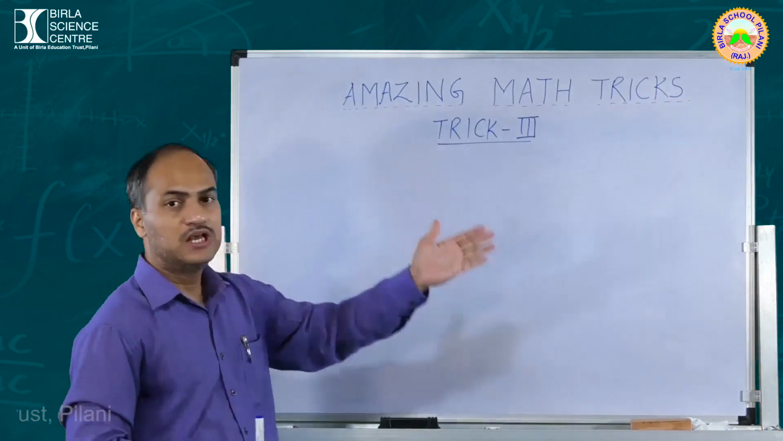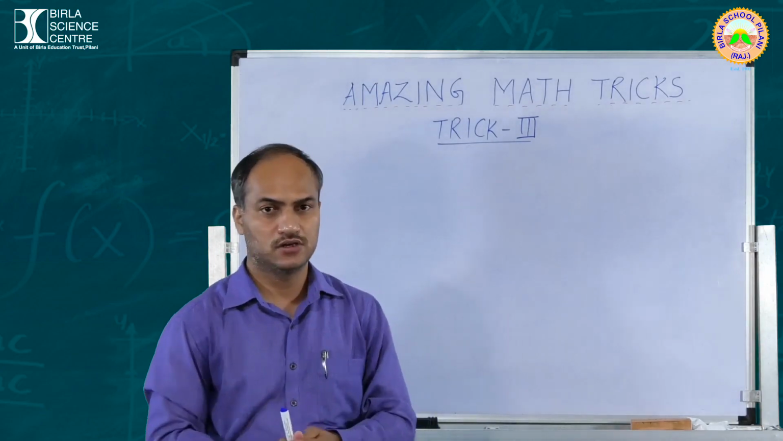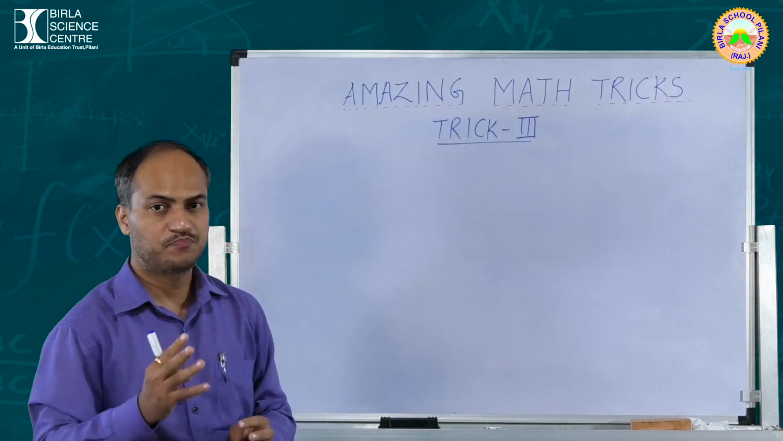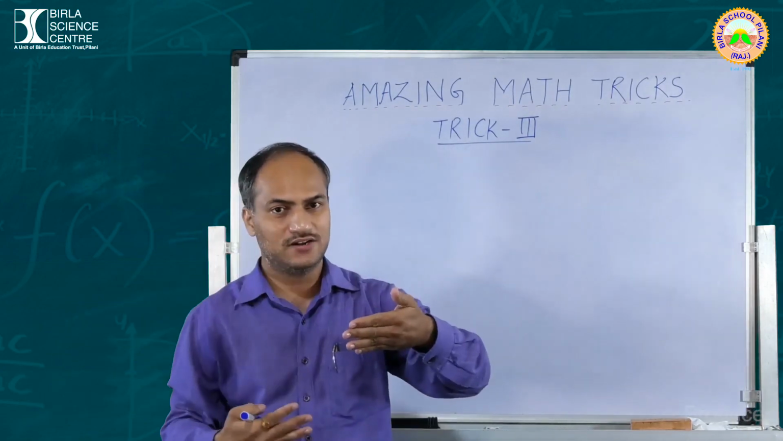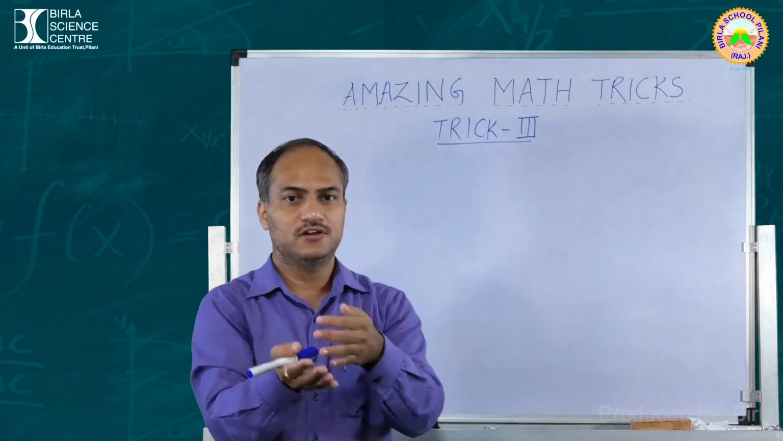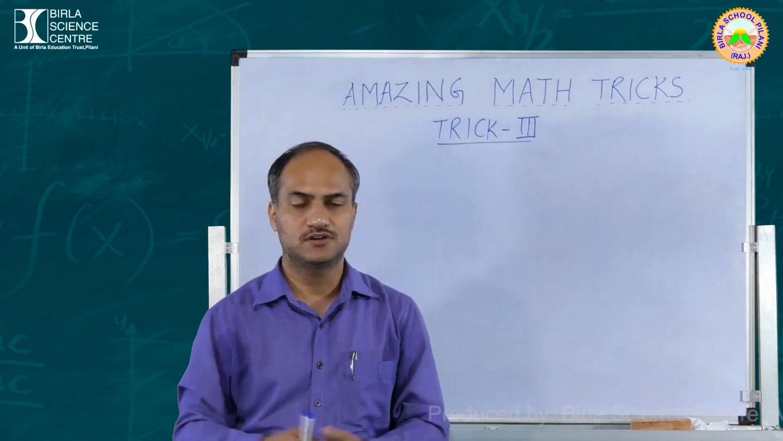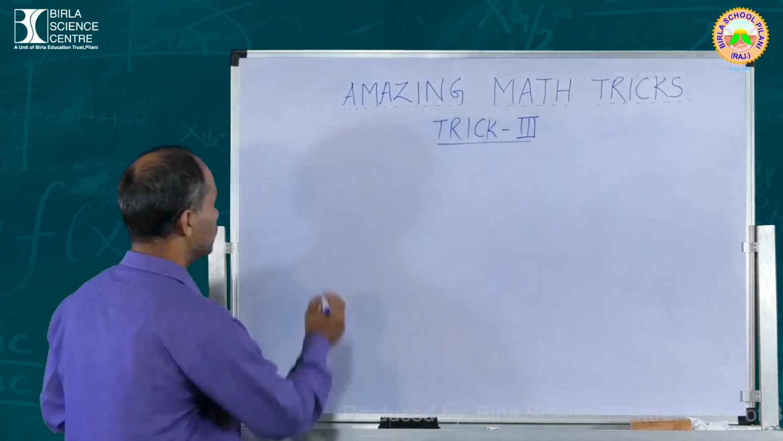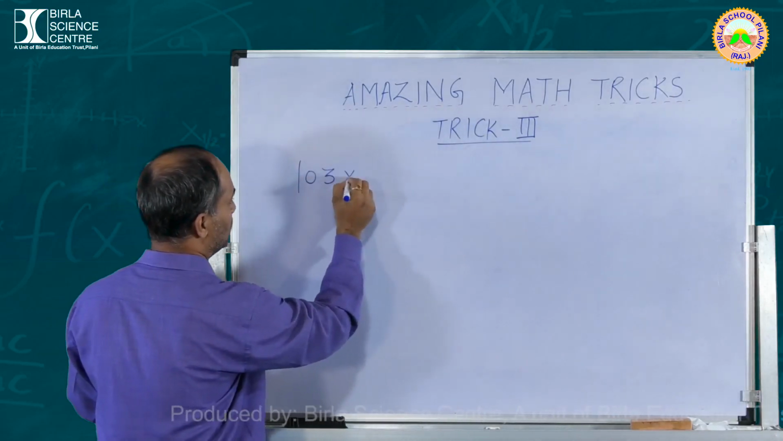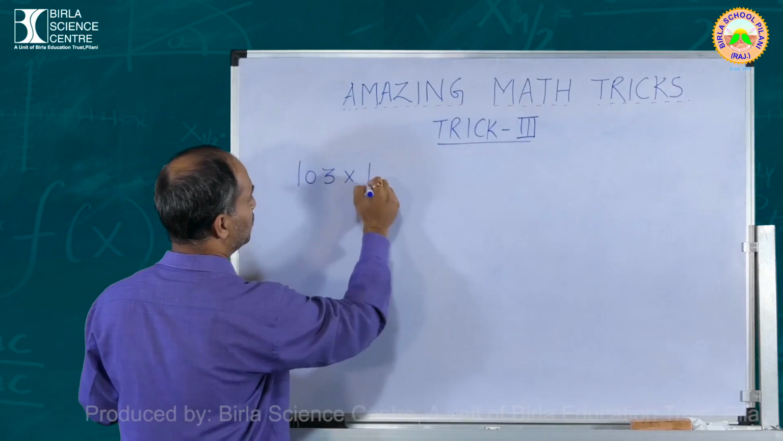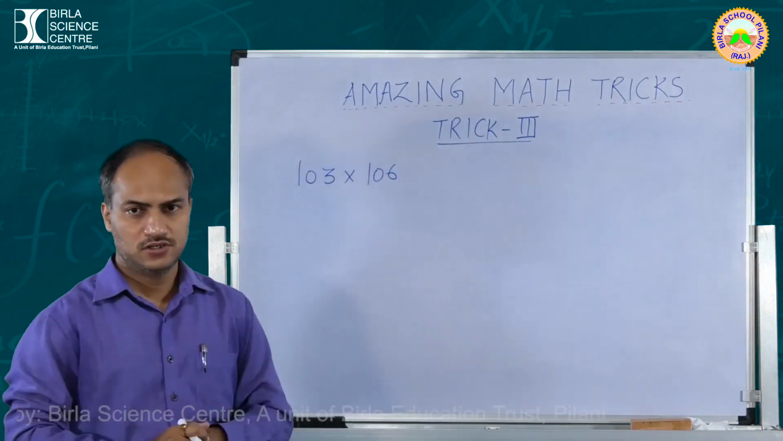In trick 3, suppose we have to multiply two numbers which are nearly equal to 100. Okay, so there can be three possibilities. Both numbers are greater than 100, both numbers are less than 100, and the third possibility is that one number is less than 100 and the second is more than 100. So how do we multiply these numbers? Let us see. Let us take two numbers as 103 and 106. Suppose we have to multiply these two numbers.